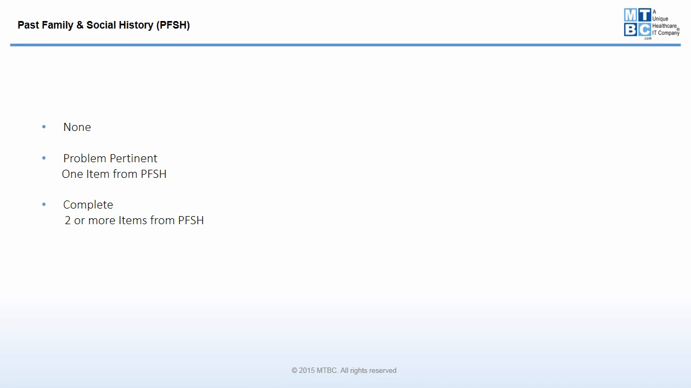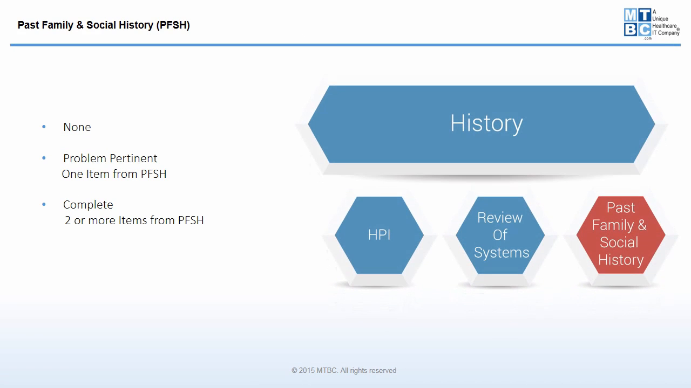Past, family, and social history. And the detail provided in past, family, and social history can be none; problem pertinent, one item from past, family, and social history; complete, 2 or more items from past, family, and social history.